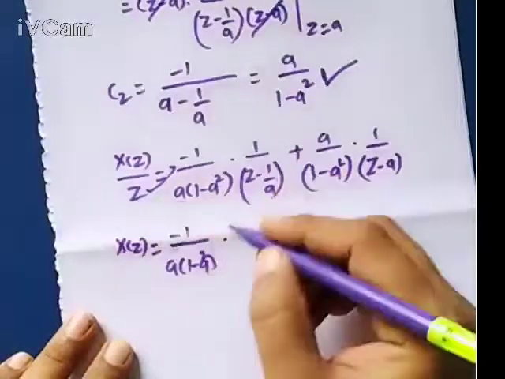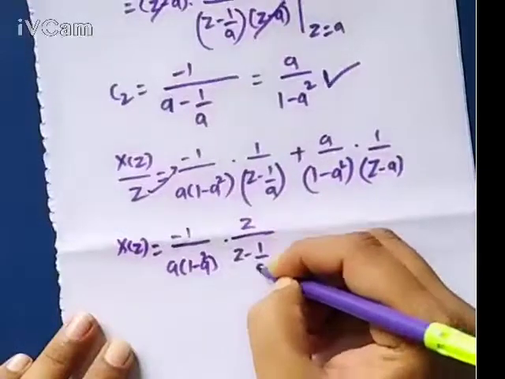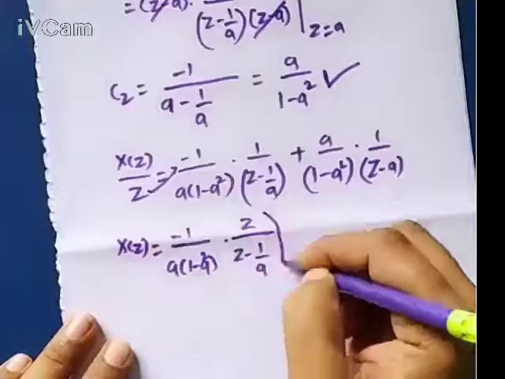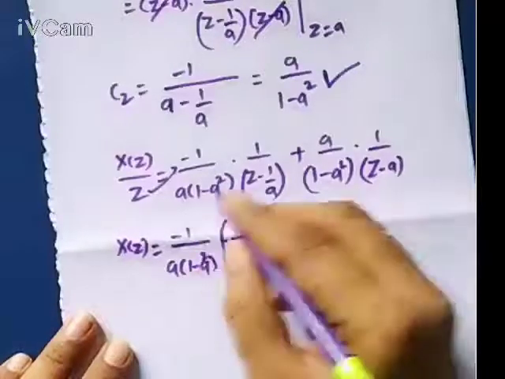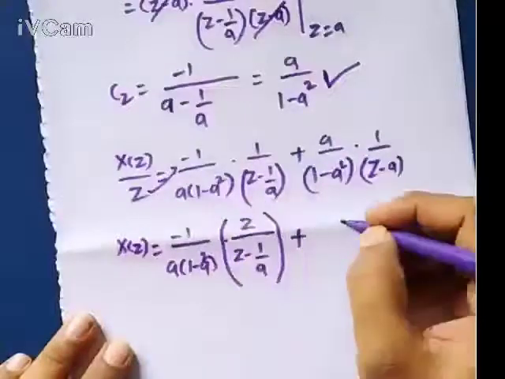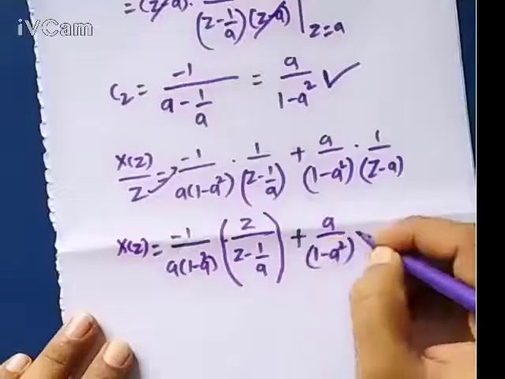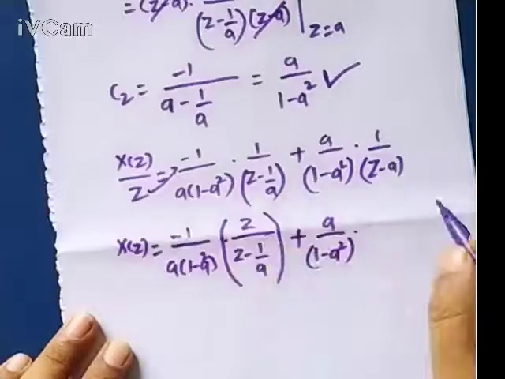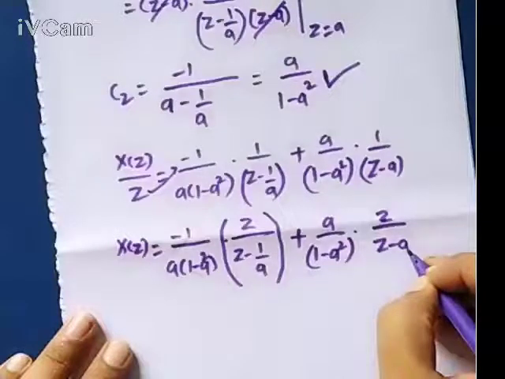This z will be taken this side, that will become z upon z minus 1 by a. Okay, so I will highlight this one, plus, because there is a plus sign, this z will be multiplied on both of this part, so here it will be again a upon 1 minus a square. And z, if it is taken this side, that will become z upon z minus a.